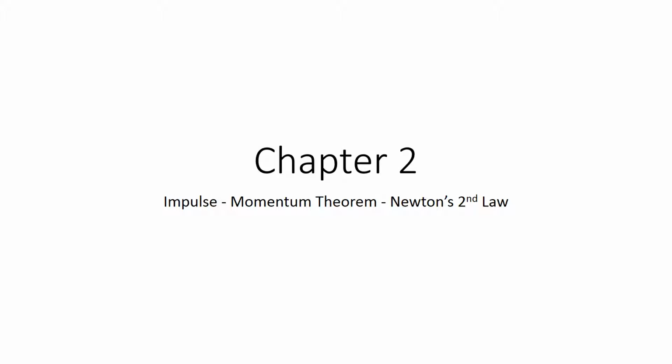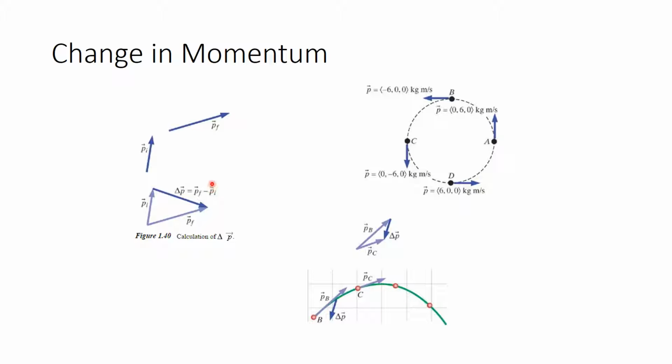As I mentioned in the introduction, this week we'll be talking about the impulse momentum theorem and Newton's second law and how those things relate to each other. What we mean by a change in momentum can either be a change in magnitude, length, as shown here, or a change in direction, also as shown here, or both. The vector delta p represents the change in momentum. And we can look at this in a number of different contexts to see what the change might actually be.